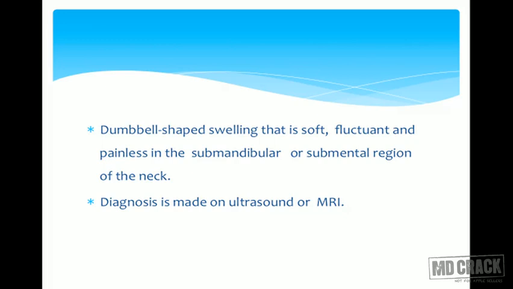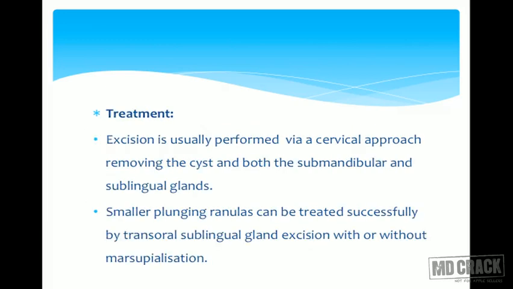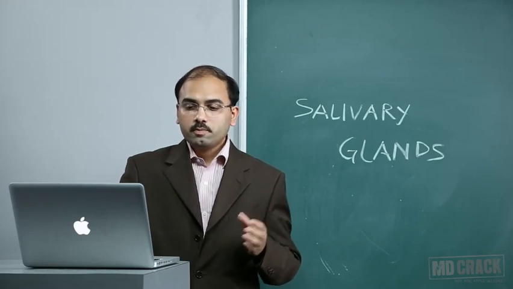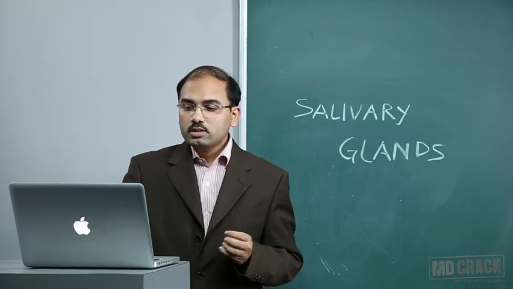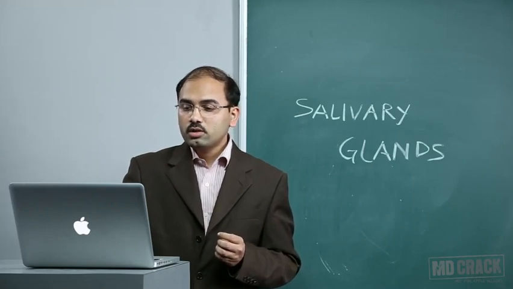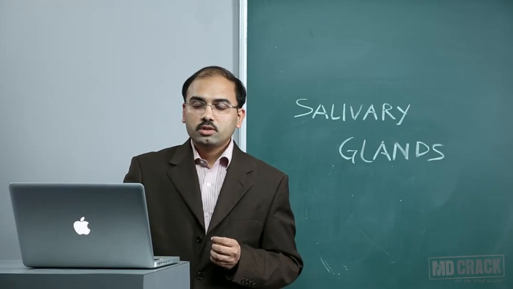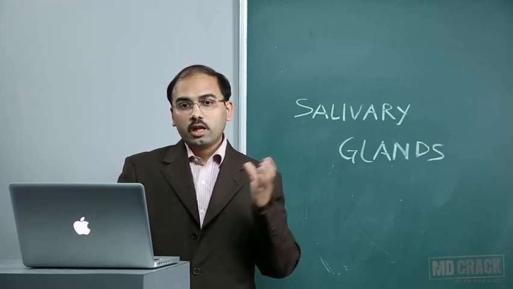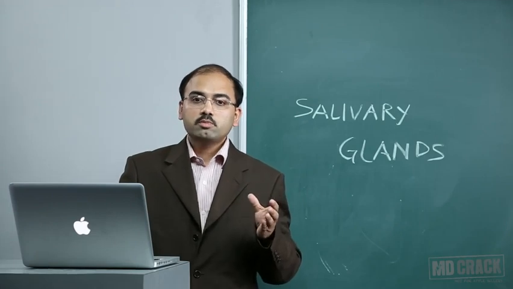Diagnosis is made on ultrasound or MRI. Treatment is generally excision, which is performed via a cervical approach, removing the cyst and both the submandibular gland and sublingual glands. So the submandibular gland along with sublingual glands are excised. Smaller plunging ranulas can be treated successfully by transoral sublingual gland excision with or without marsupialization. So how do you manage sublingual ranulas or submandibular ranulas is made clear from this.